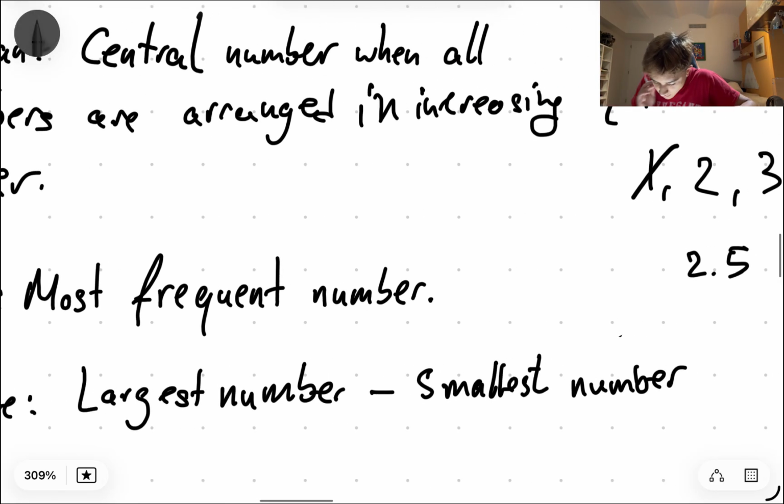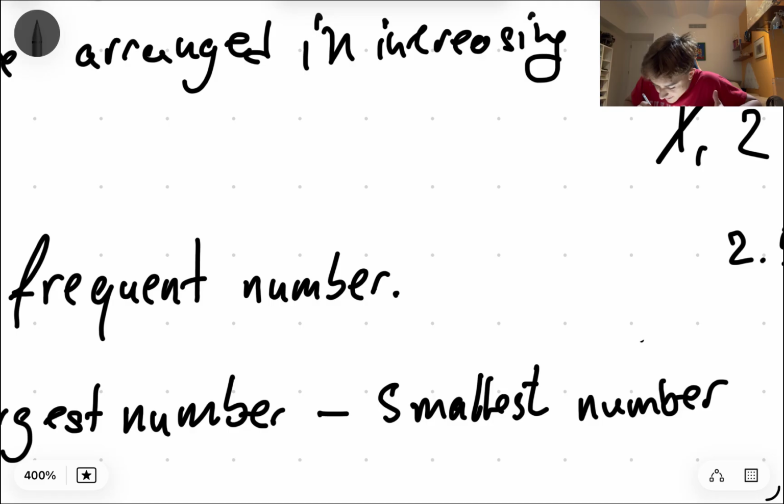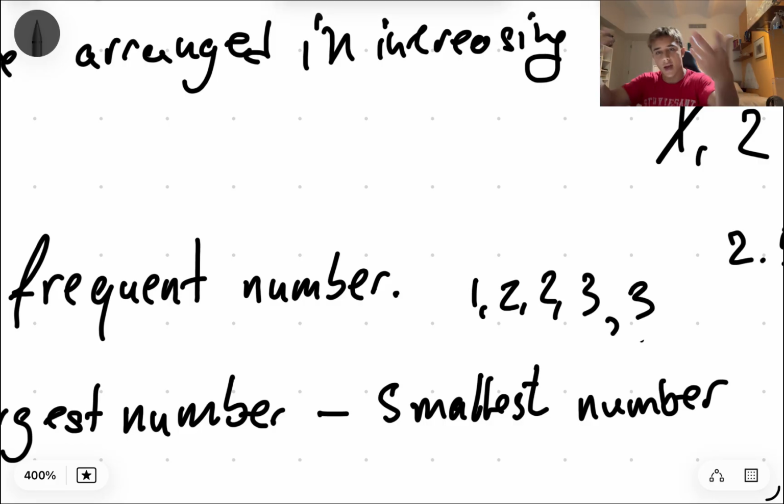So for example, in the set 1, 2, 2, 3, the mode would be 2, because 2 is the number that shows up the most times. If you added a 3, the two modes, and you can have two modes in one set, would be 2 and 3.